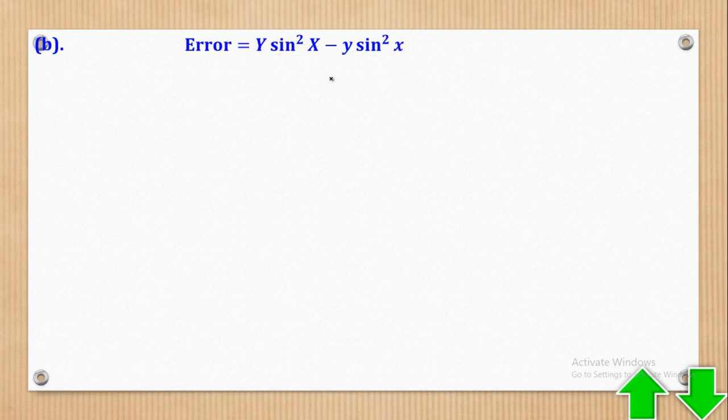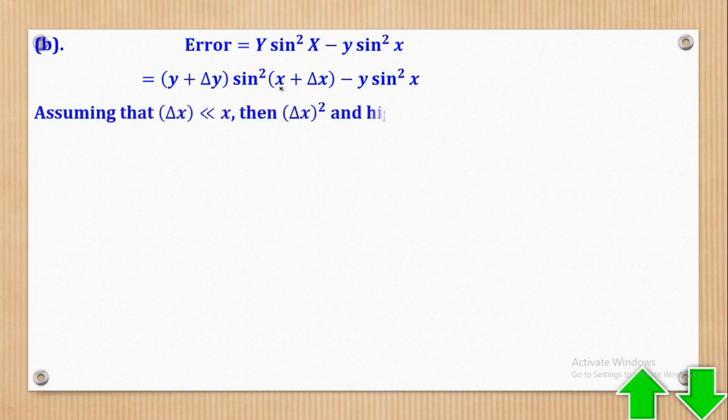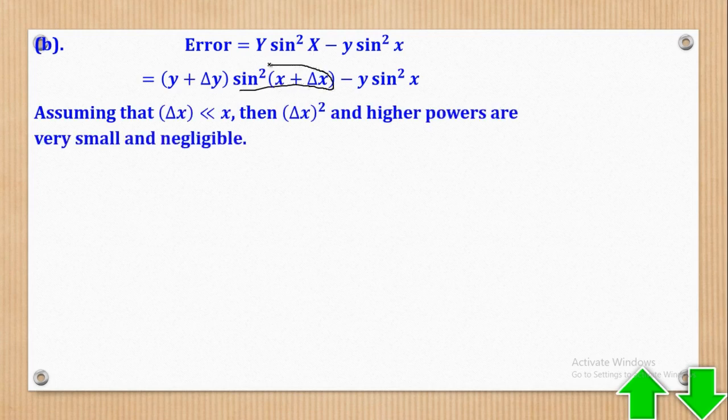Then after that we shall replace capital X and capital Y with the approximate values and their errors. Therefore error will be equal to: where there is capital Y we put Y plus delta Y, and where there is capital X we put X plus delta X. Then we need to expand sine squared of x plus delta x, but to expand it you have to use Taylor's method. We first make an assumption that delta x is much smaller than x, therefore delta x squared and higher powers are very small and negligible.